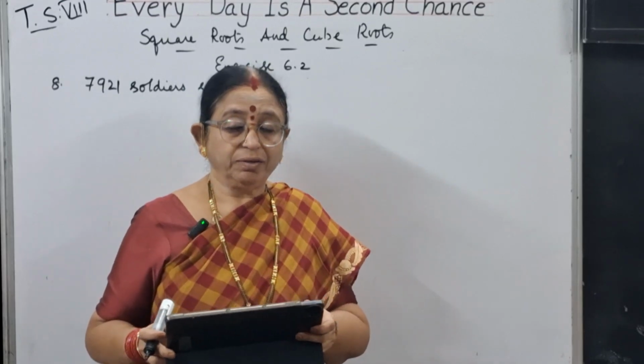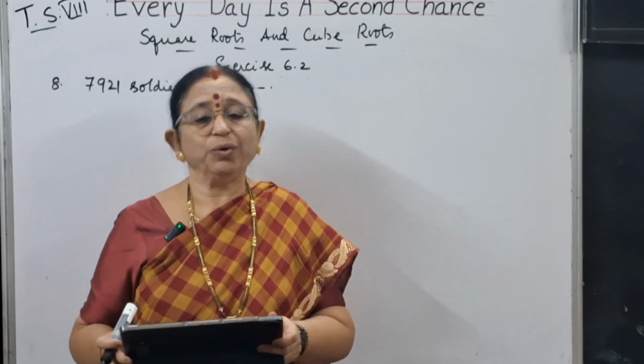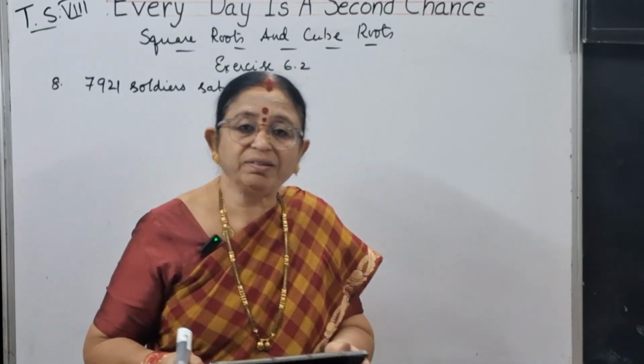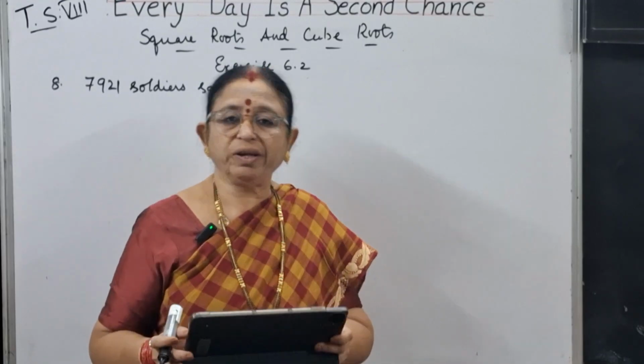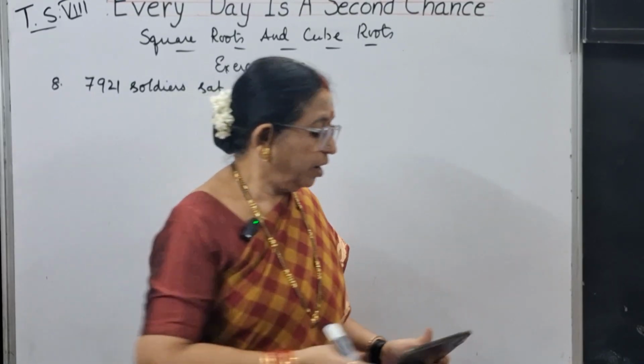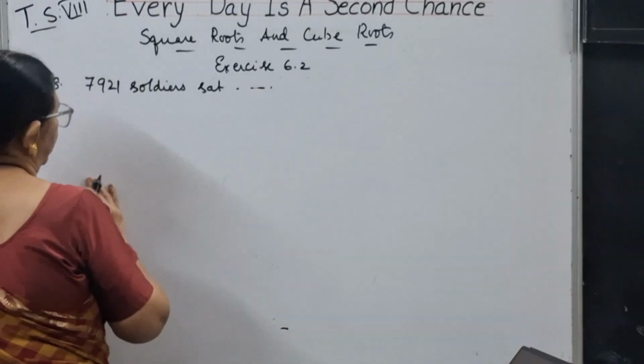Just like the first problem which I taught today, there are as many trees in a row as there are number of rows. Same way, how many soldiers sat in each row? How many rows are there? That many soldiers sat. How many rows are there in the auditorium? So you need to find out the number of rows in the auditorium.